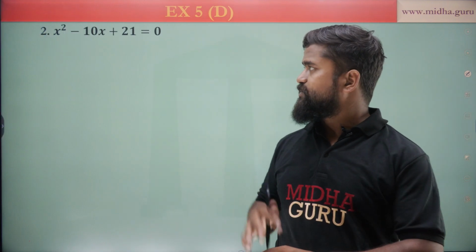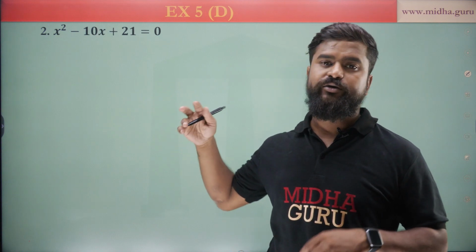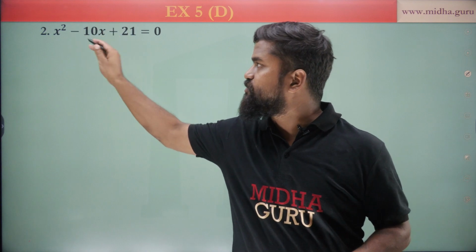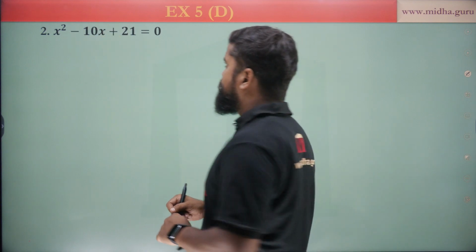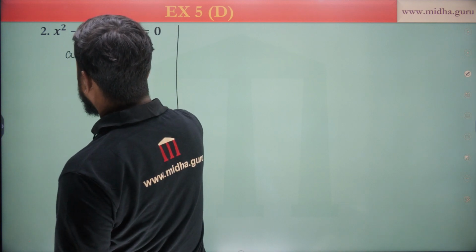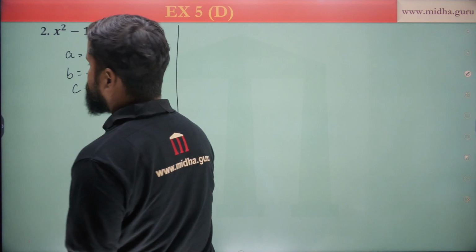So now the second question is x square minus 10x plus 21 is equal to 0. Here, as you can see, we don't need to arrange it in the standard form because it is already arranged in the standard form, that is ax square plus bx plus c. So from here, we'll just write that since there is nothing beside x square, a is equal to 1, b is minus 10 and c is equal to 21.